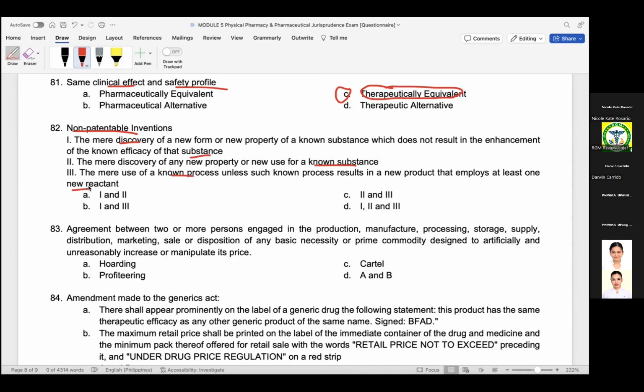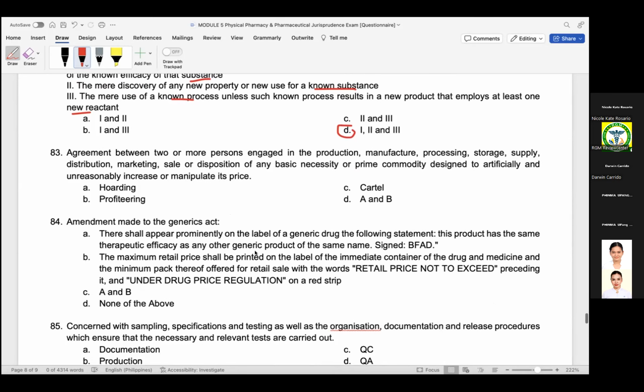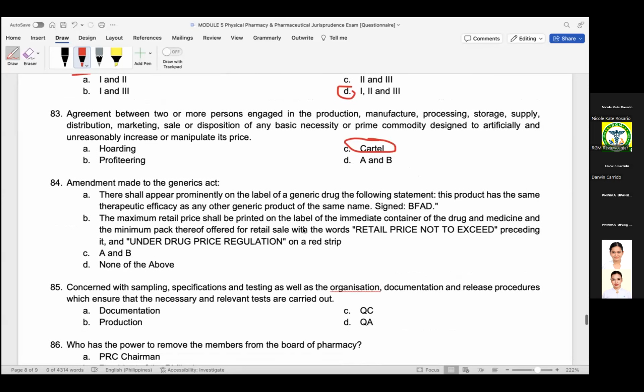82 is letter D. Number 83, this is the agreement between two or more persons engaged in the production, manufacture, processing, storage, supply, distribution, marketing, etc., di ba? Of a basic necessity or prime commodity designed to artificially and unreasonably increase or manipulate its price. This is cartel. Nag-uusap yung mga nagtitinda kung magkano isaset nilang presyo. 'Di ba? So wala na tayong choice noon, 'di ba? But to buy at their set price.